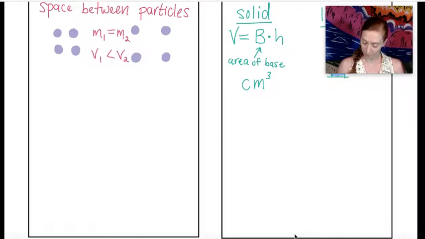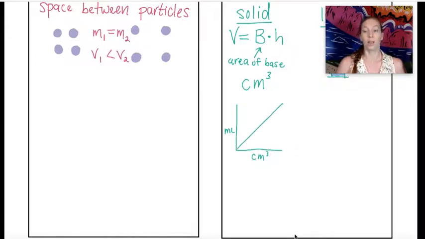So let's label our axes, milliliters and centimeters cubed. Because we want to represent our true relationship, we want to show that slope is equal to 1. Now, what this tells us is that we have 1 milliliter for every 1 centimeter cubed. Let's go ahead and write these out as our for every statement.